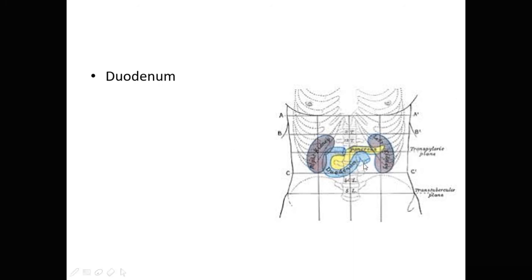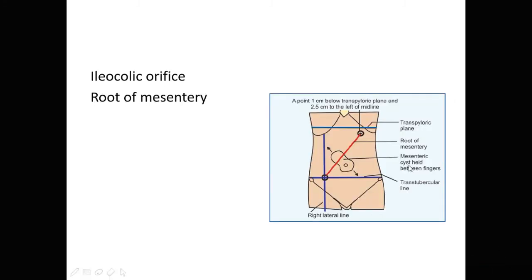And the fourth part, this is around 2.5 centimeters to the left of the median plane, and it is around 1 centimeter below the transpyloric plane, and this indicates the duodenojejunal flexure. So this becomes the fourth part of the duodenum. The ileocolic orifice is lying at the intersection of the right lateral and the transtubercular plane. So here lies the ileocolic orifice.